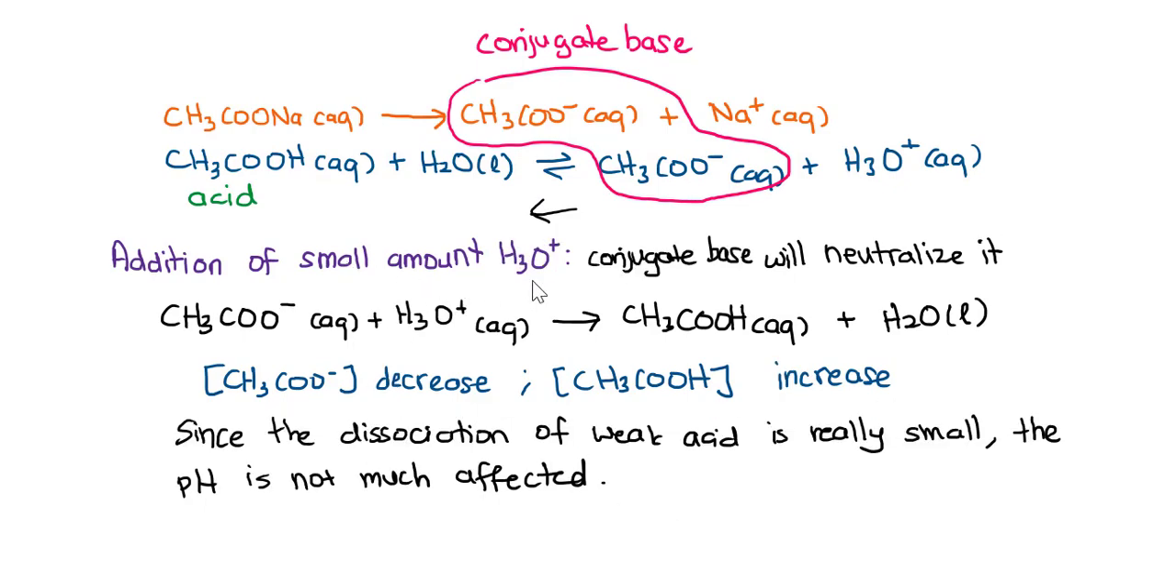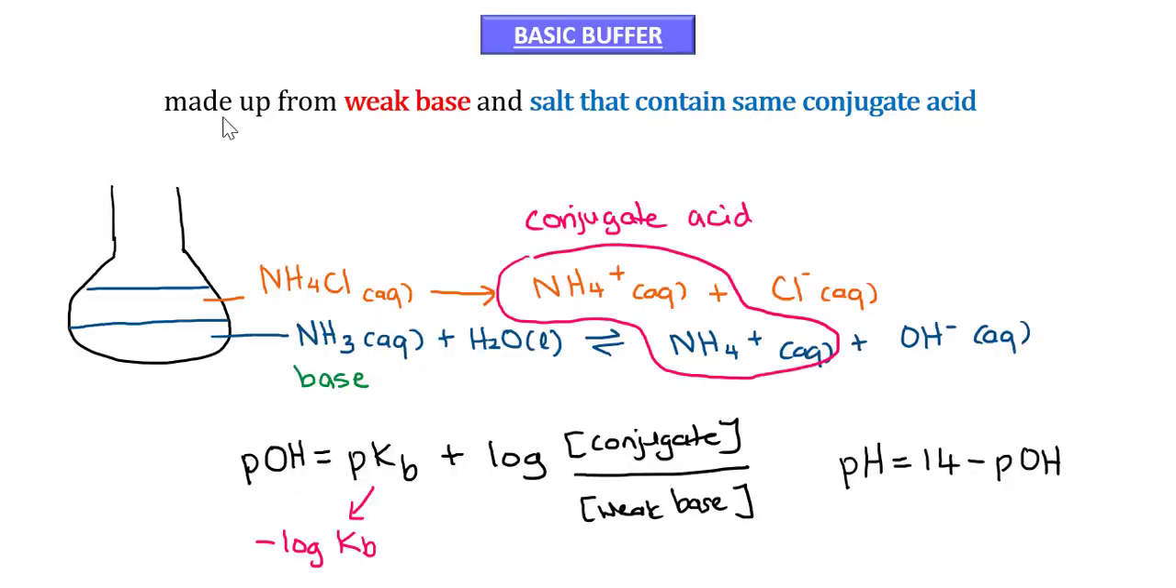When a small amount of strong acid is added, the conjugate base will neutralize it. Thus, the concentration of the conjugate base will decrease and the concentration of the weak acid increases. Since the dissociation of the weak acid is really small, the pH is not much affected.